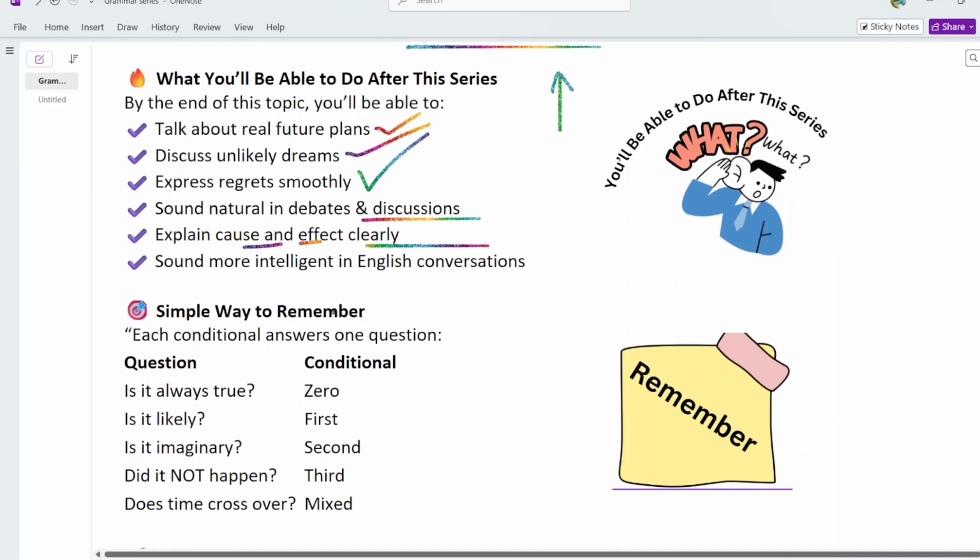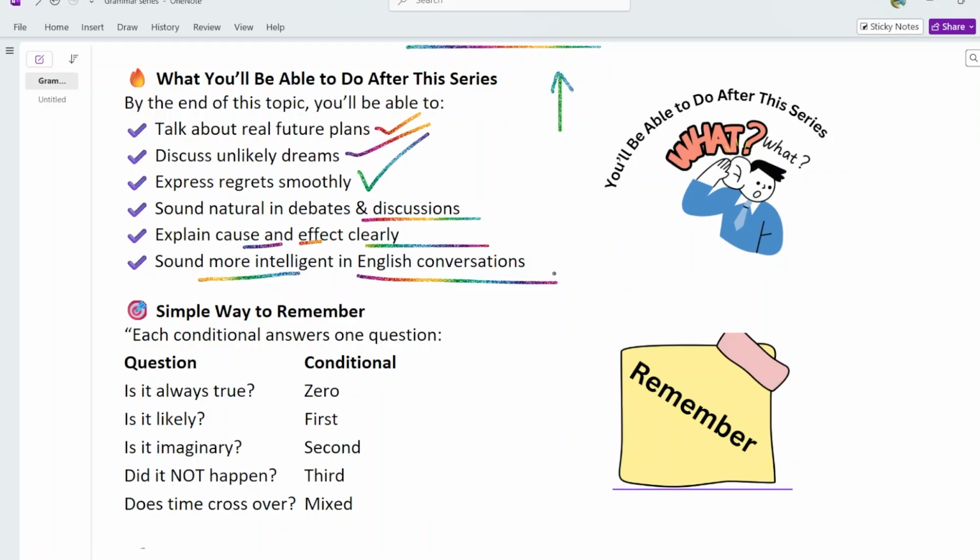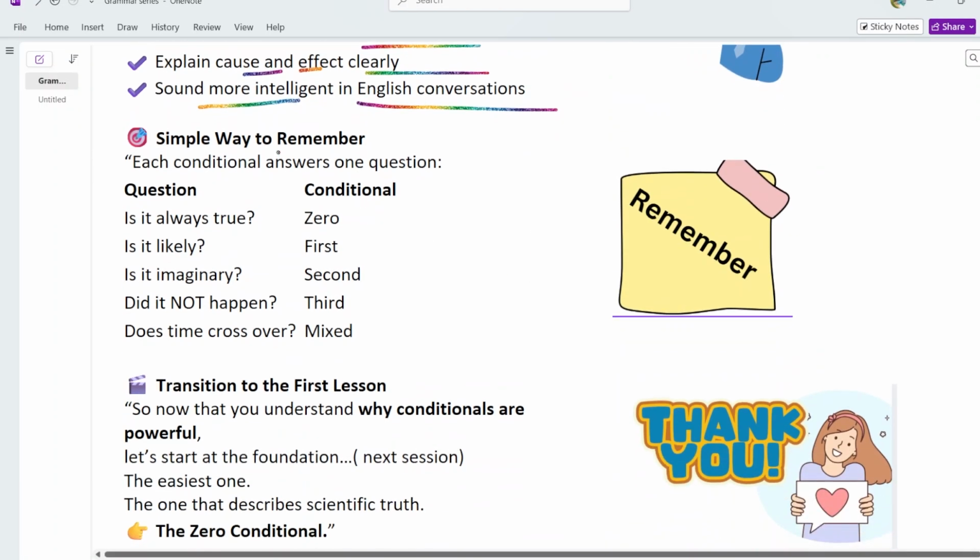Okay, and at the end, you will be able to sound more intelligent in English conversations. Why? Because conditionals are pretty much advanced grammar tools. However, here at GKPro, we are trying to make it pretty easy for you to wrap your heads around. Okay, so a simple way to remember the conditionals.